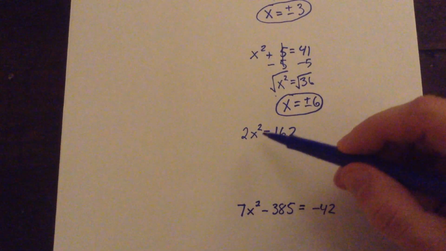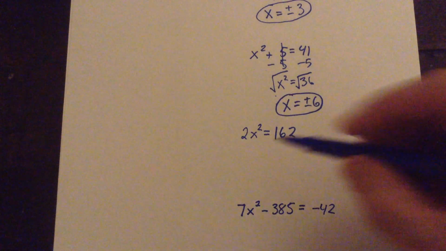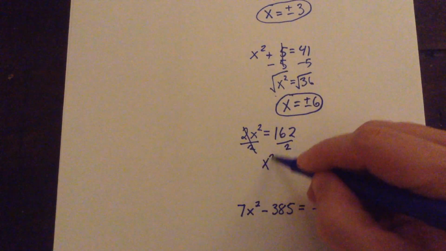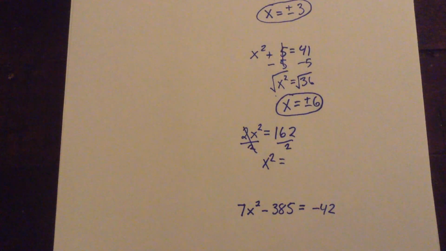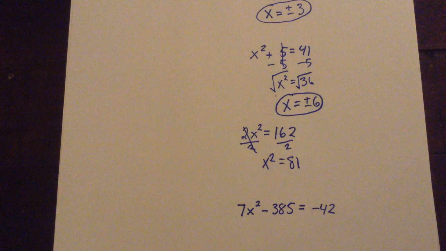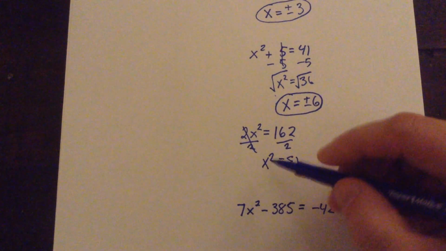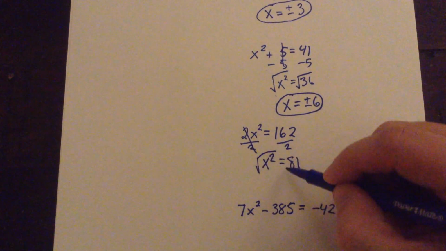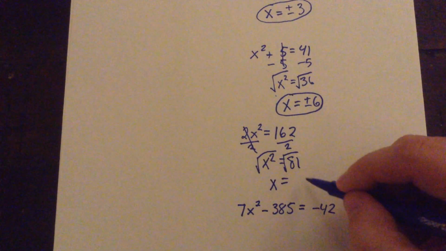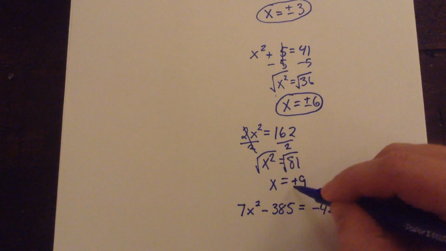Now, next one, still single step. It is a multiplication problem, so I need to get rid of the 2 first. So I'm going to divide by 2, get x squared equals 162 divided by 2 is 81. Now, at the same point, to cancel out squared, I take the square root. I'm going to get left with x equals, the square root of 81 is 9, and it could be positive or negative.